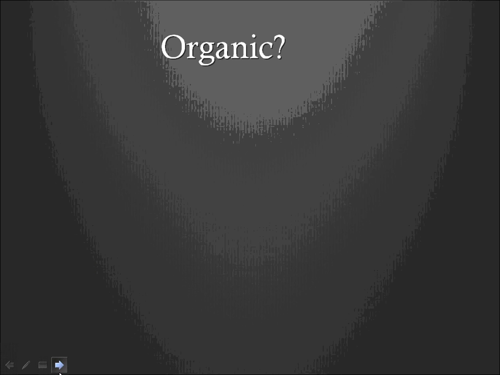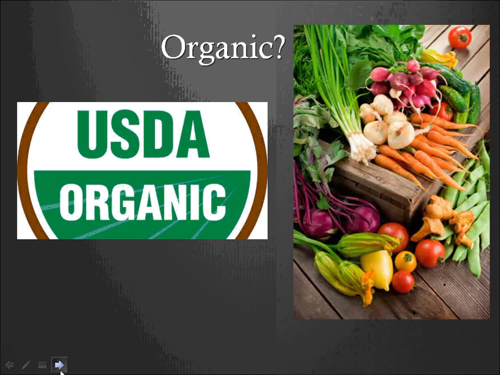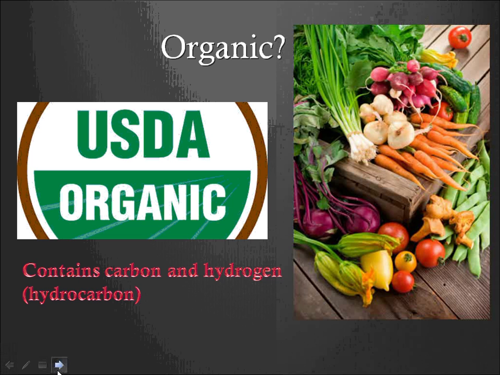Okay, so first of all, what you guys might think of when you think about organic are these things: USDA organic approved, organic vegetables. That is not what we're talking about in terms of biology. What we're thinking about when we think about organic substances in biology or chemistry is that it contains carbon and hydrogen. There's a couple other rules that we had.